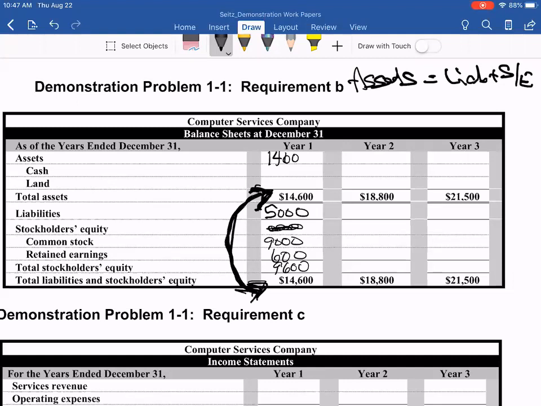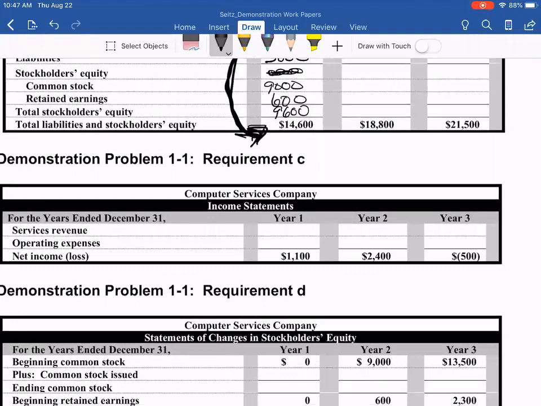Now, before I can get on to year 2, I need to prepare my income statement. So I can go down here and prepare the income statement for year 1. I did a quick calculation when I was discussing that information in the analysis for the first part of the problem. Income statement for year 1, the revenues were $4,000. And then operating expenses of $2,900 leaves me a net income of $1,100.